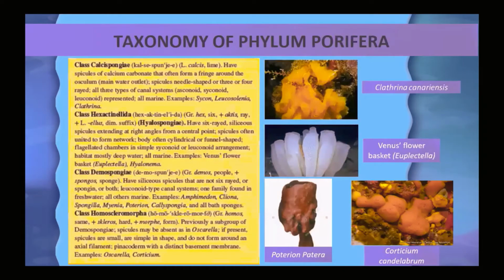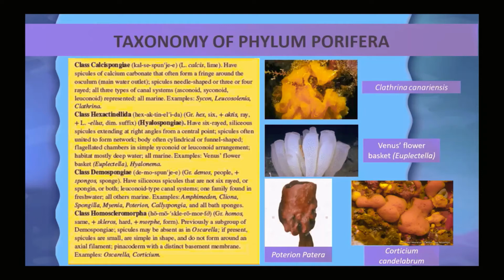Now we're going to discuss the taxonomy of phylum Porifera. First, the class Calcispongiae are calcareous sponges, called that because their spicules are composed of calcium carbonate, which often form a fringe around the osculum. Spicules are straight, needle-shaped, or have three or four rays. These sponges tend to be small, 10 centimeters or less in height, and tubular or vase-shaped.